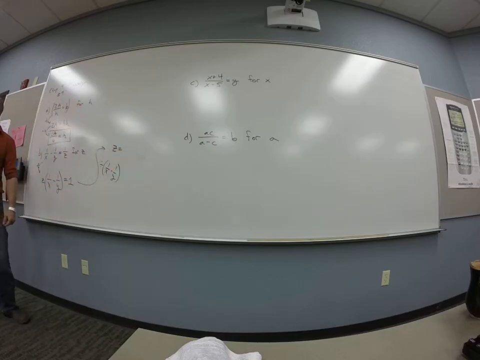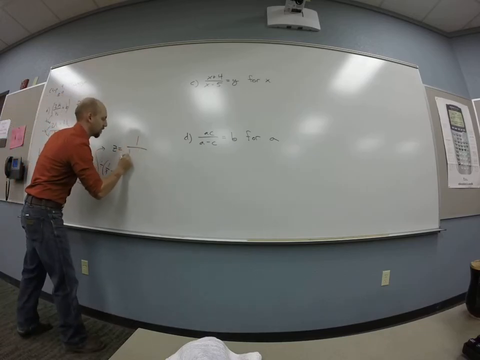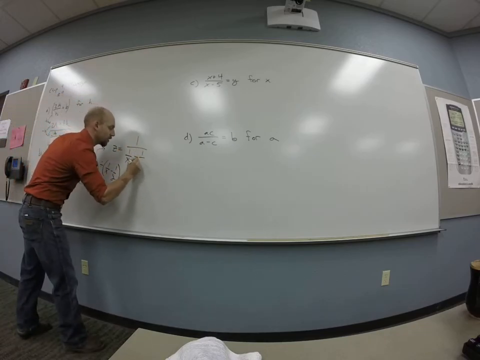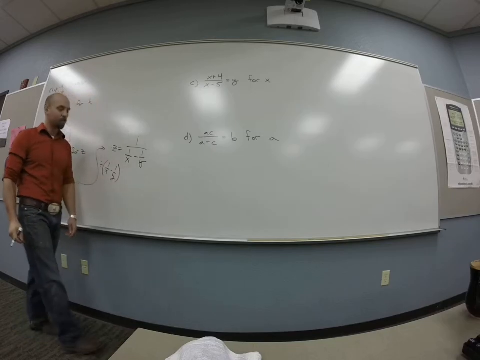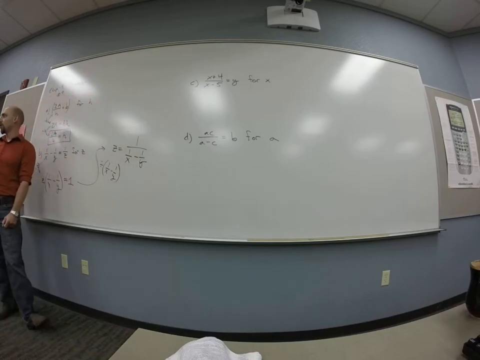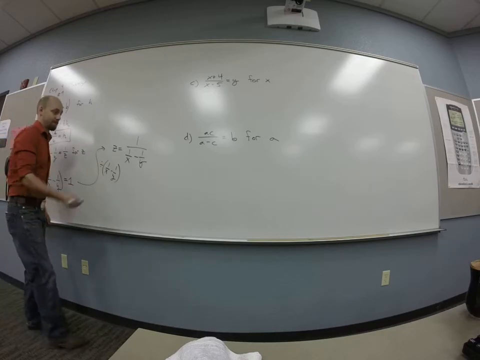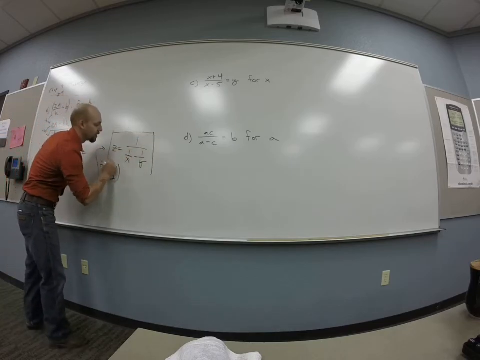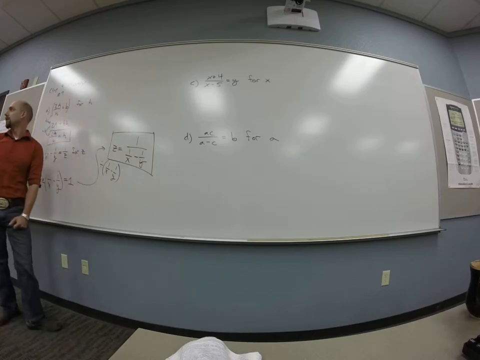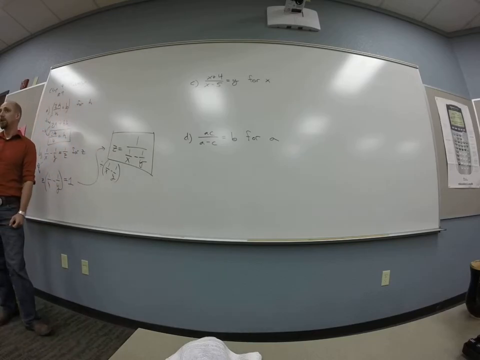And on the right, 1 over the quantity 1 over x minus 1 over y. Is this simplified? It doesn't really say to simplify, it says to solve, right? Can't solve it much farther than that. This is, in my mind, solved. Is it simplified? No. But is it solved? Yes.